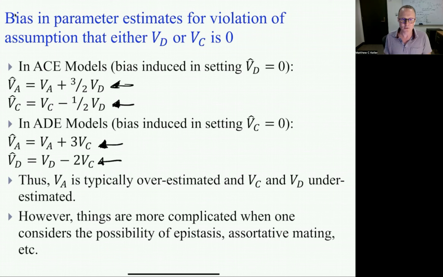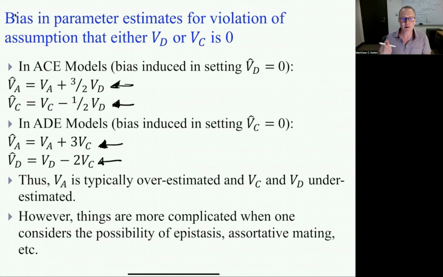Now, the degree of that over or underestimation depends completely on how violated these assumptions are. If the assumptions are not very violated, then the bias that you get will not be very large. If the assumption is violated a great deal, the bias would be quite large.